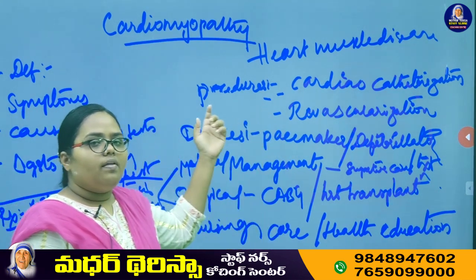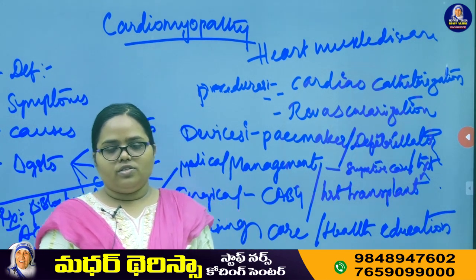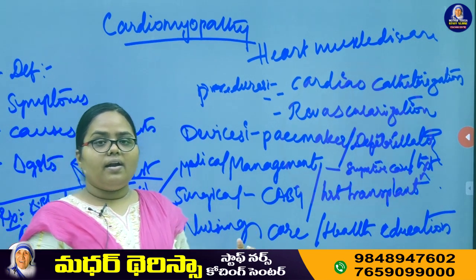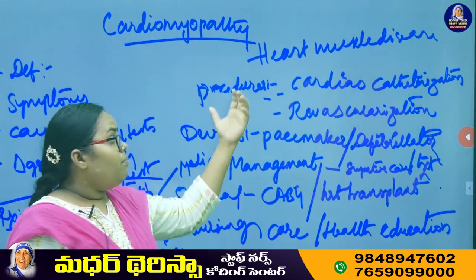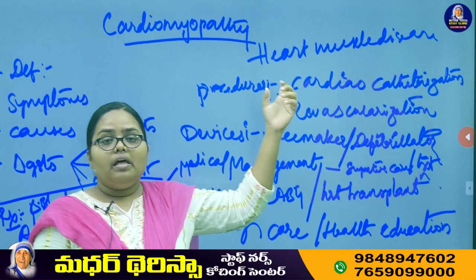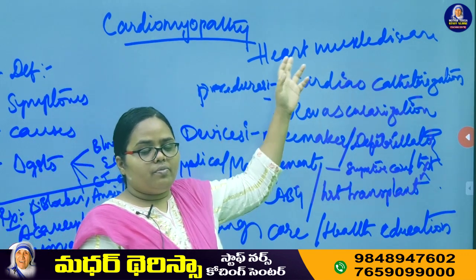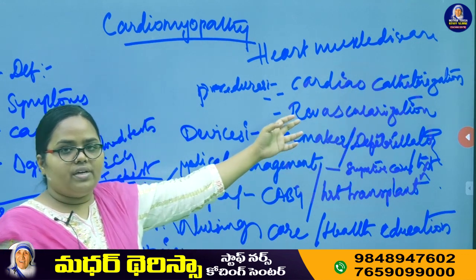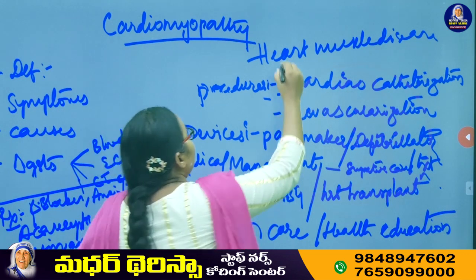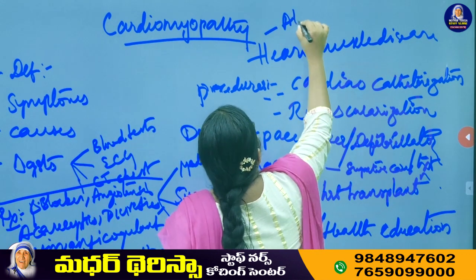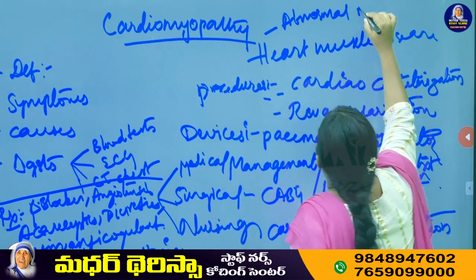It makes the heart muscle unable to pump the blood to the rest of the organs of the body. It makes the muscle of the heart harden. By making the muscle of the heart harden, the blood is not allowed to pump from the heart to the rest of the organs in the body. Okay, there is an abnormal muscle function.